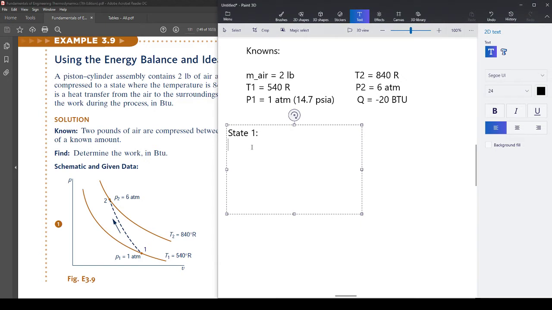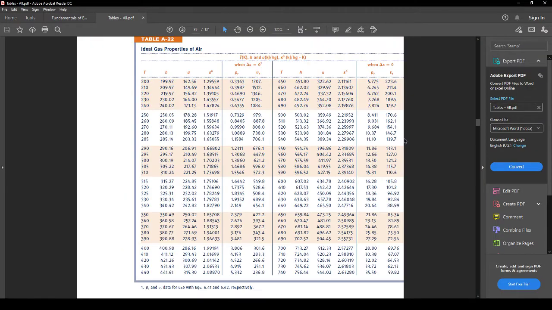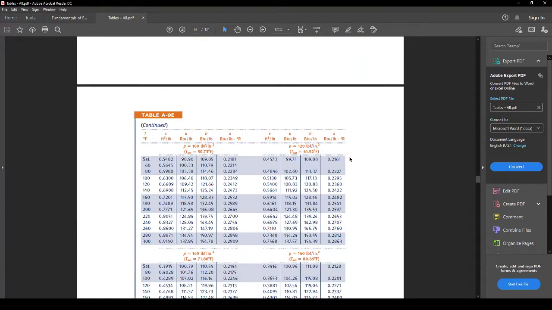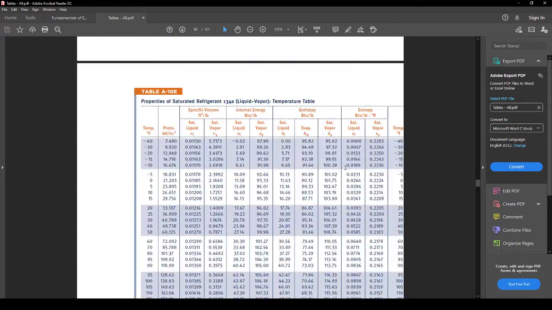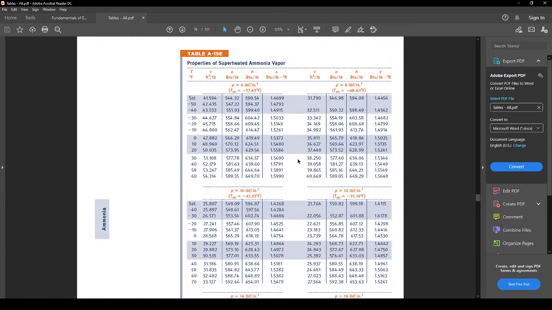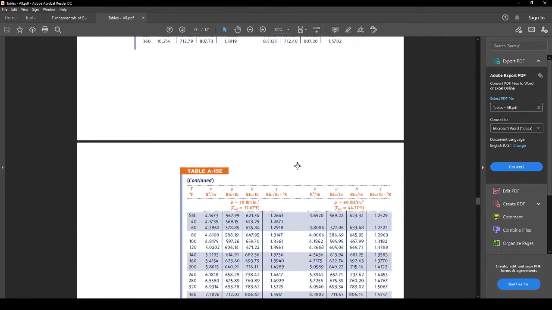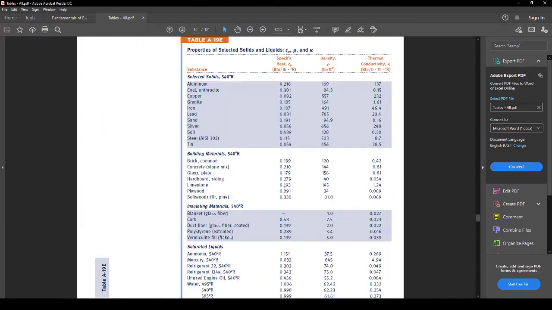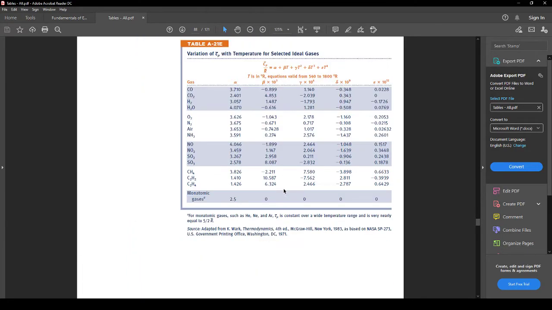So what we have to do is we go to table A22, and we find U is equal to. We're already at table A22, except it has to be A22E because we are in English units. Because we were in Rankine, I have to go all the way down to A22E, which I think is a little further from here. Alright, here we are. Almost there.